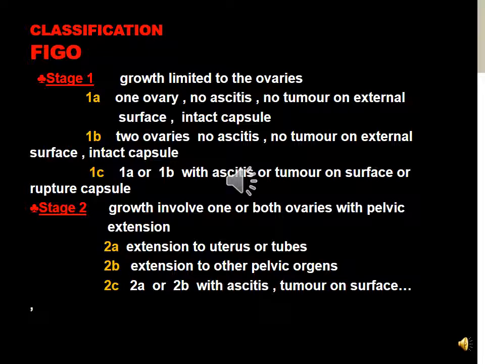Now we shift to stage 2. Stage 2, as we mentioned before, involves one or both ovaries with pelvic extension, also divided into A, B, and C. Stage 2A, when the extension is to the uterus or to the tube. Stage 2B, extension to other pelvic organs, either the bladder, the bowel, or the parametrium. And stage 2C, A or B with ascites.